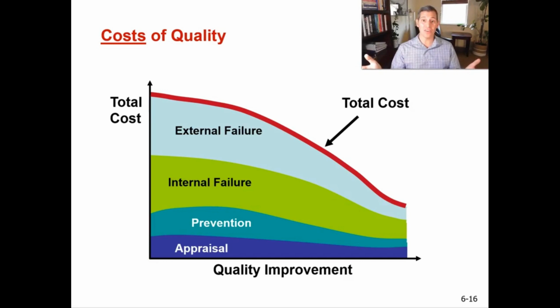So I got $500, $600 worth of free tires because of that recall. Yay for me, terrible for them, right? So external failures are very expensive. Internal failures are when they would have caught those internally.